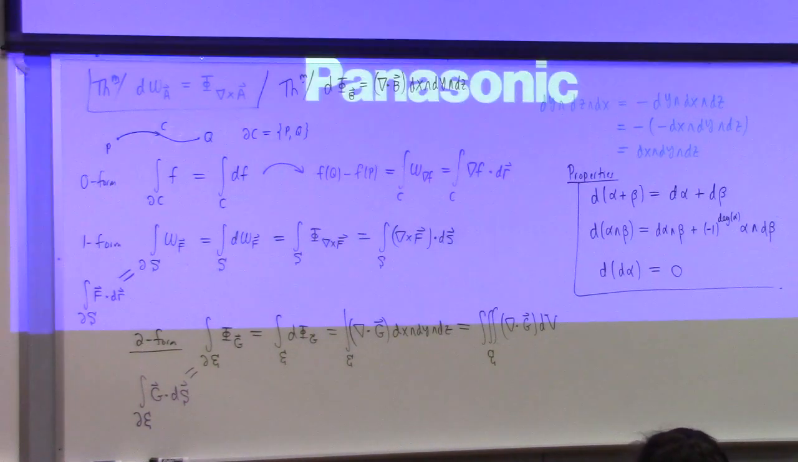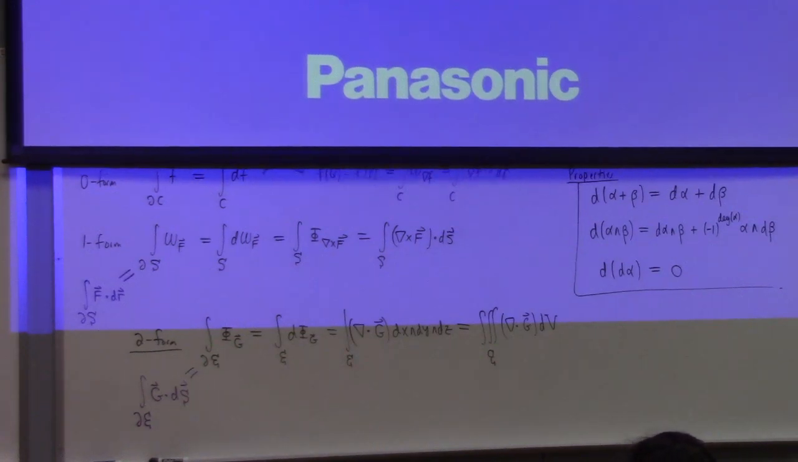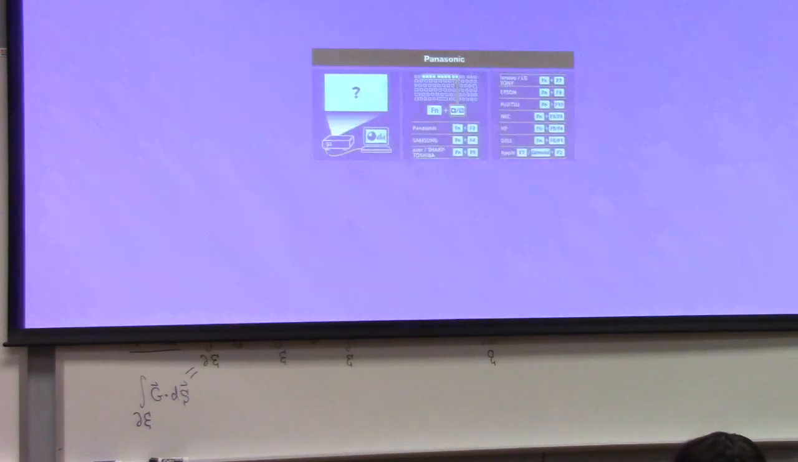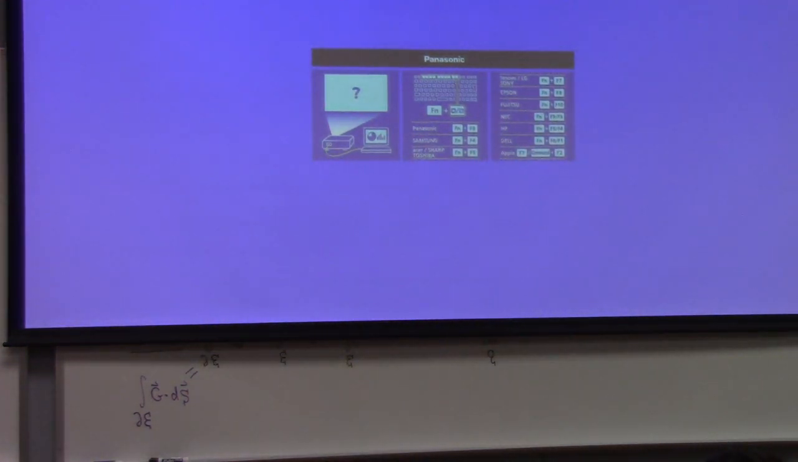So I've showed you a little bit about how we can do like second semester physics, like our electromagnetism, flux of electric field, flux of magnetic field. We can do all of that in terms of the flux of vector fields.